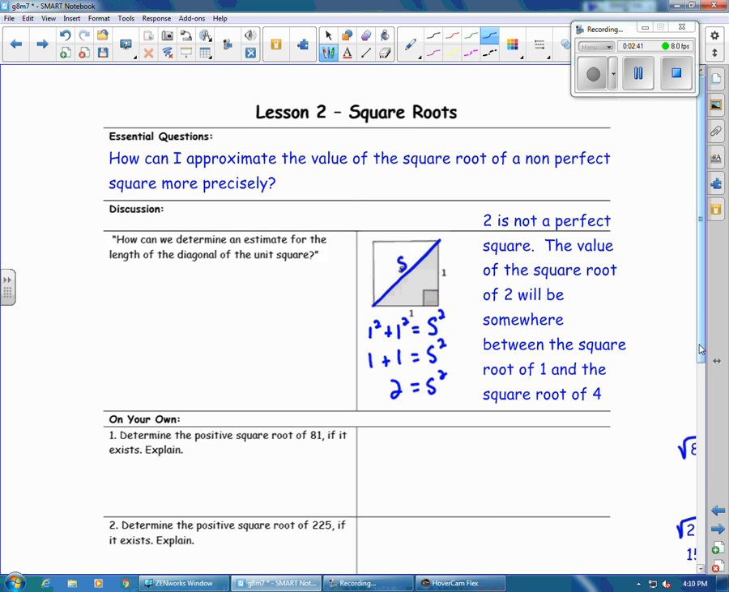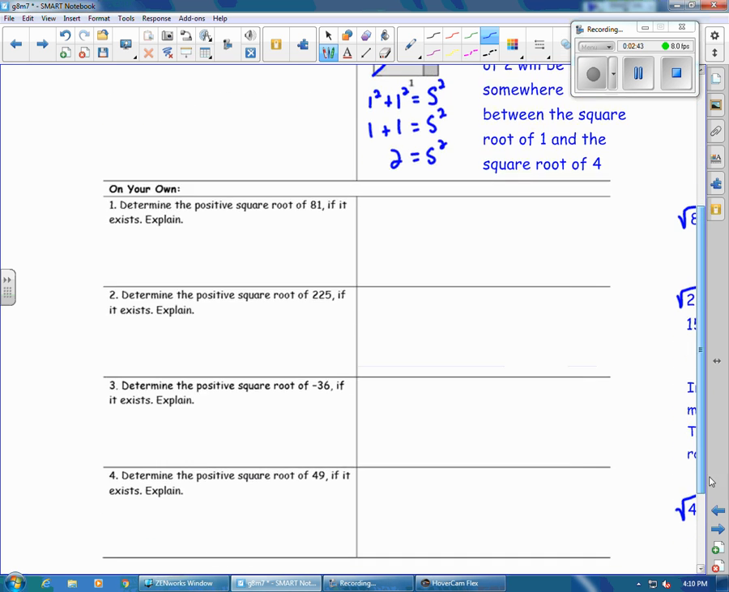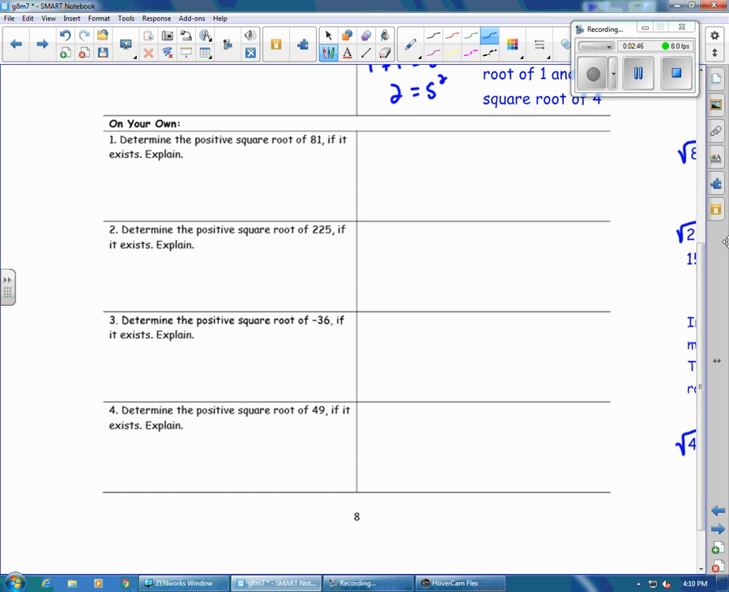What I'd like you to do right now is pause the video and, using your chart that's on the inside cover, see if you can answer these 4 questions. The first one is determine the positive square root of 81, if it exists, explain. Determine the positive square root of 225, if it exists, explain. Determine the positive square root of negative 36 if it exists, and then explain yourself. And then finally determine the positive square root of 49 if it exists, and then explain yourself. So pause the video and then come back after you have worked these out and see if your answers match my answers.